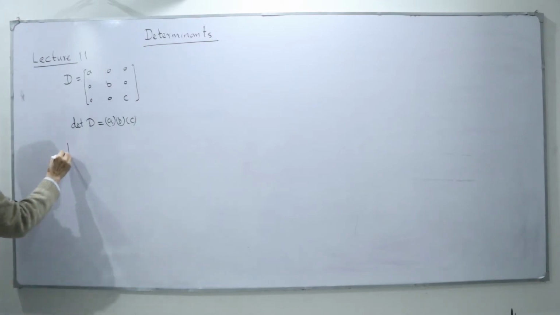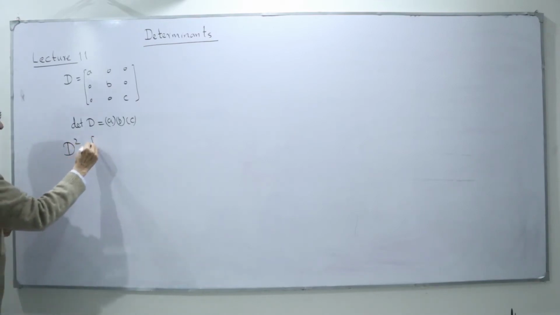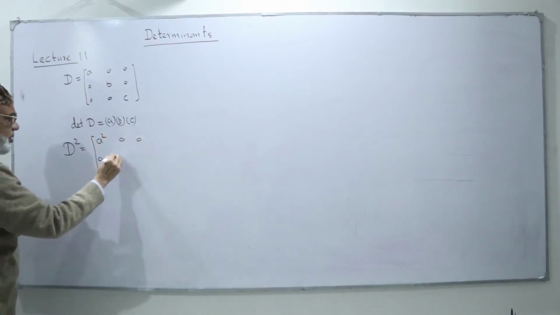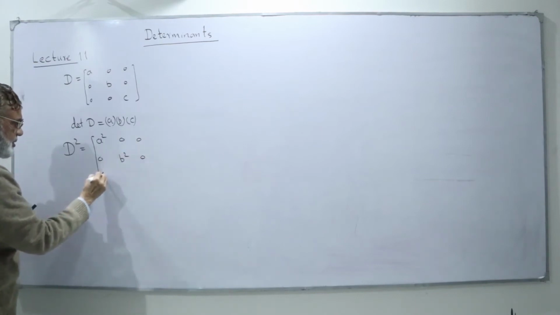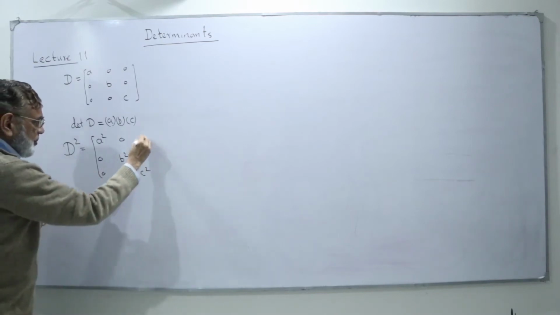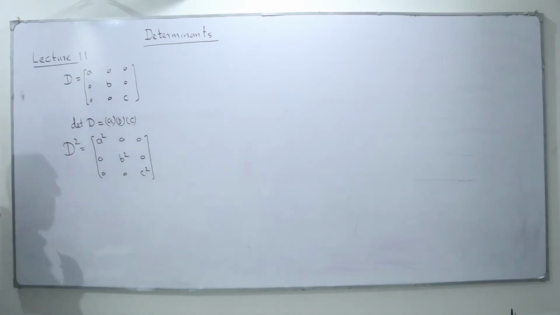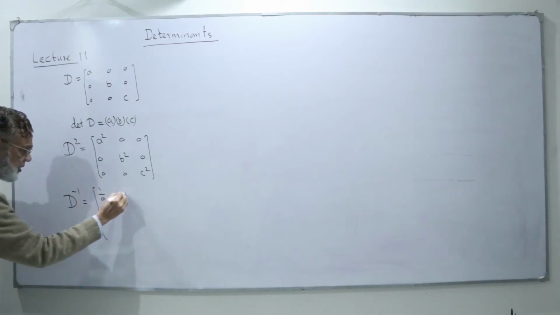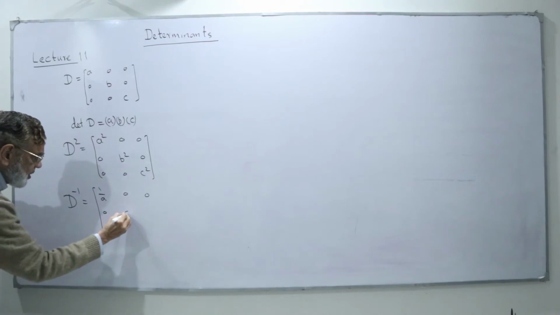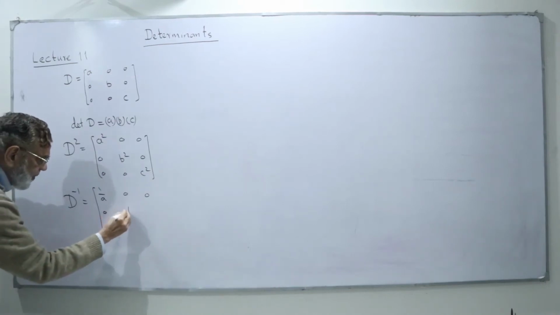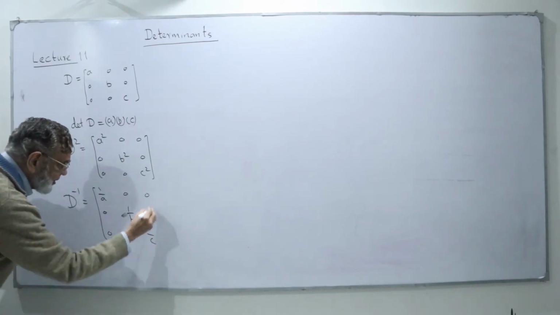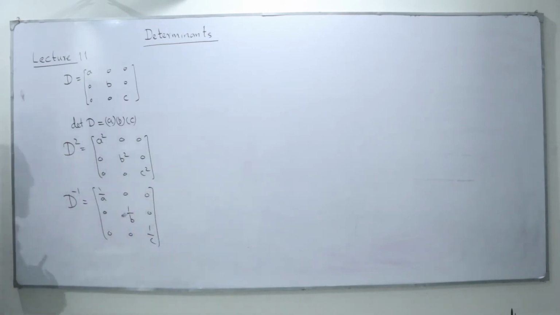We want to find D square. So this is simply equal to A square 0 0, 0 B square 0, 0 0 C square. Simply this is the result. If I want to find D inverse, so my D inverse is equal to 1 upon A 0 0, 0 1 upon B 0, and 0 0 1 upon C. So these are some results related with the diagonal matrix.